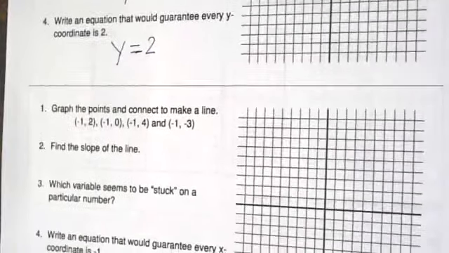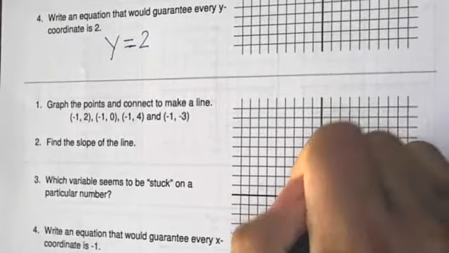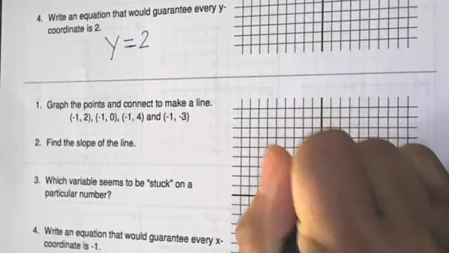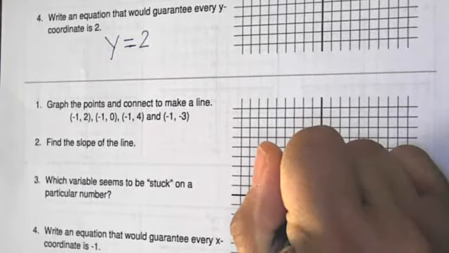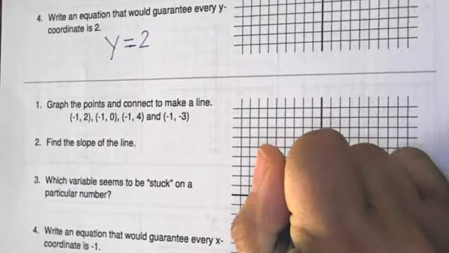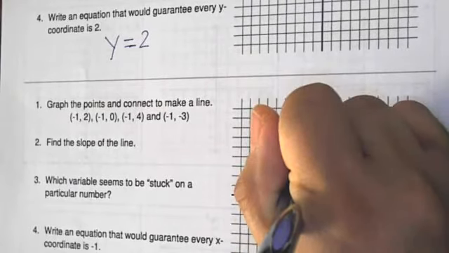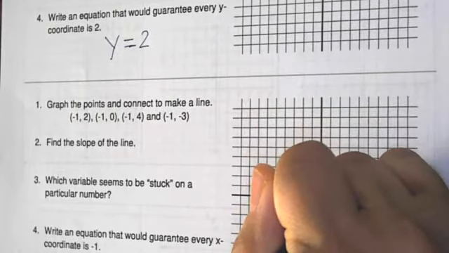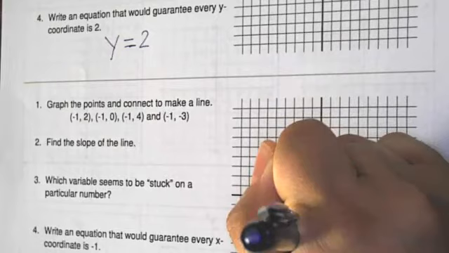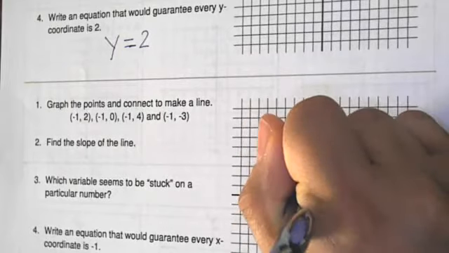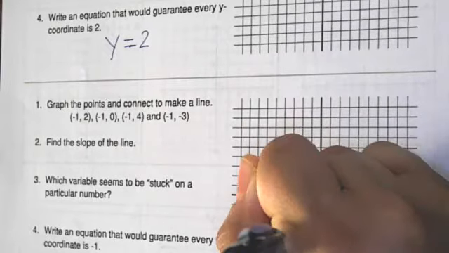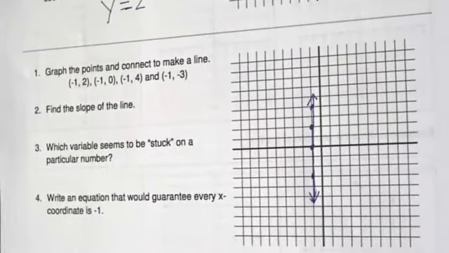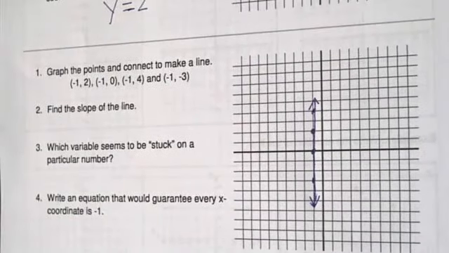We're asked to graph a few more points now. At -1, you want to go up to 2. At -1, you also want to stay at 0. At -1, go up to 4. And at -1, go down to -3. And if we connect those 4 points, the line looks like this, a straight vertical line this time instead of horizontal. And we want to find the slope of the line again.